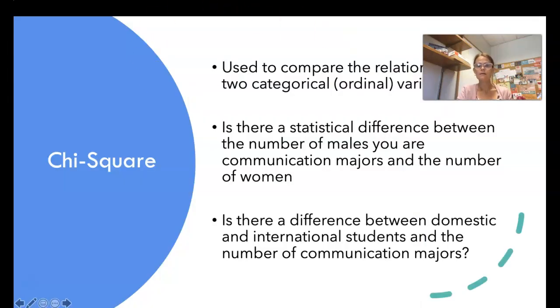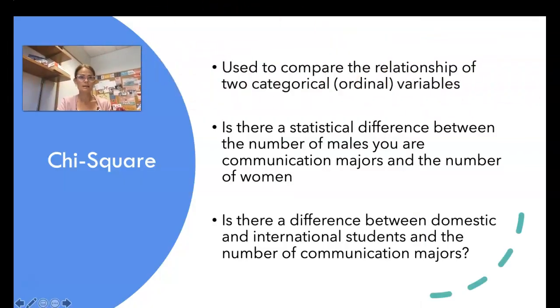So let's talk about the different tests. The first one you guys did last week was the chi-square. If you remember, we talked about different kinds of data and whether they are continuous or categorical, nominal. And I wrote ordinal and that should say nominal.